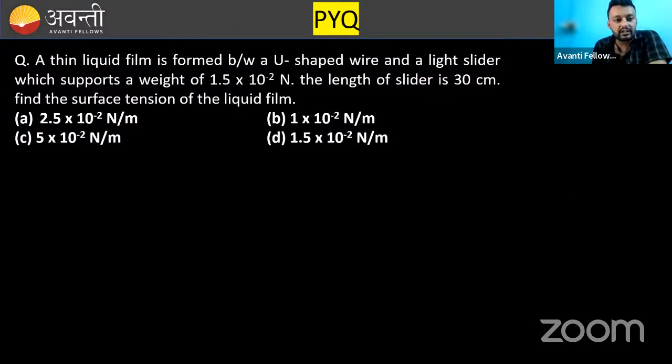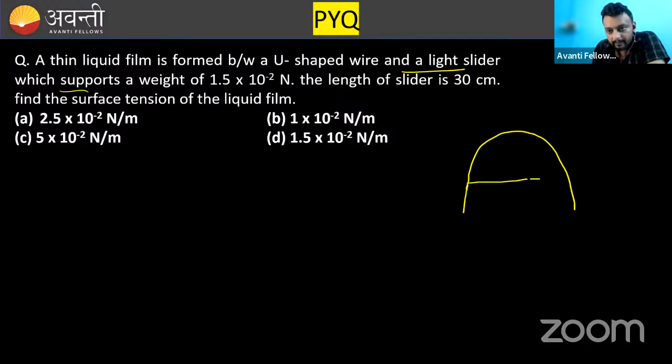Question says, a thin liquid film is formed between a U-shaped wire. This is a U-shaped wire and a light slider. This is the slider. So the liquid film is formed like this. This is the liquid film.